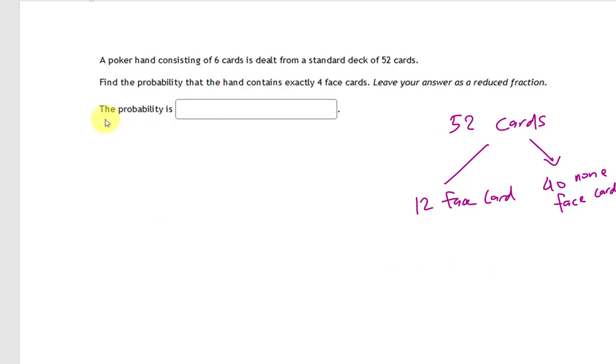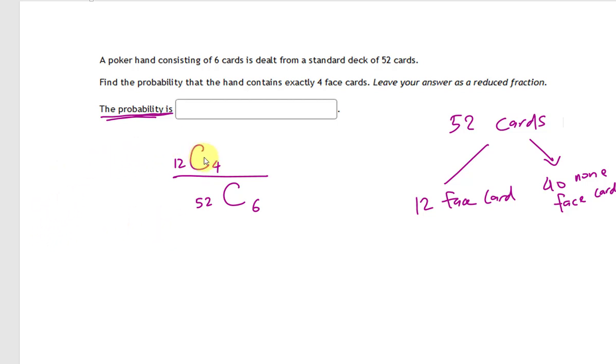Again, we are looking for the probability, so you want to take the ratio. In this case, the poker hand consists of 6 cards from 52, so the total number of possible outcomes is 52 choose 6. This is the total number of outcomes that you can have. But you want exactly 4 face cards only. We know that we have 12 face cards, and you want to choose exactly 4 of them only.